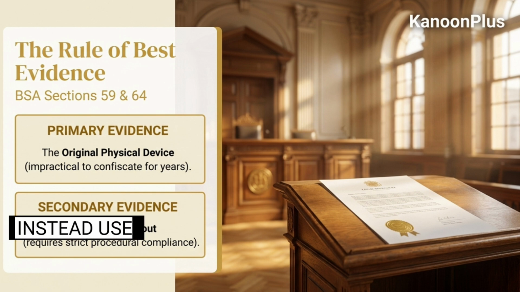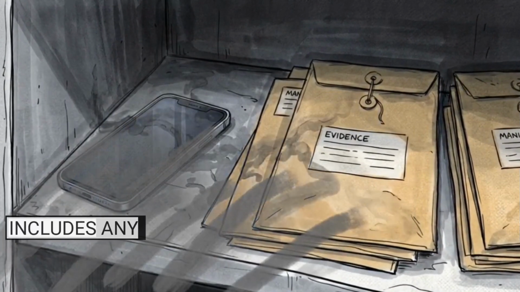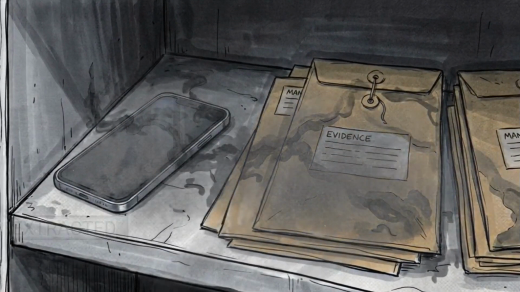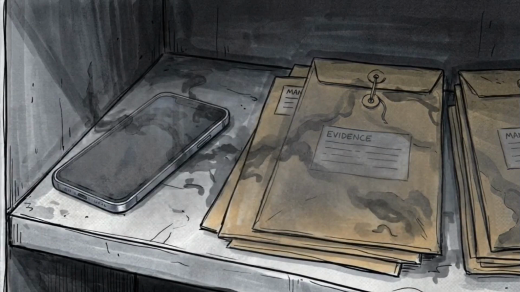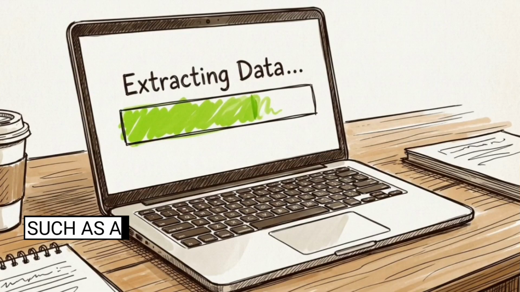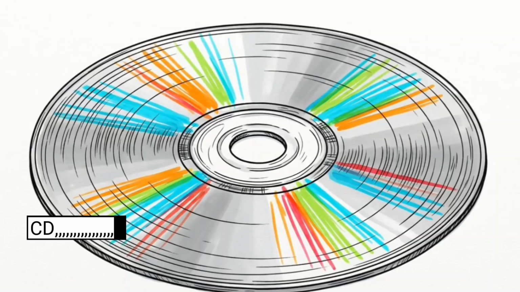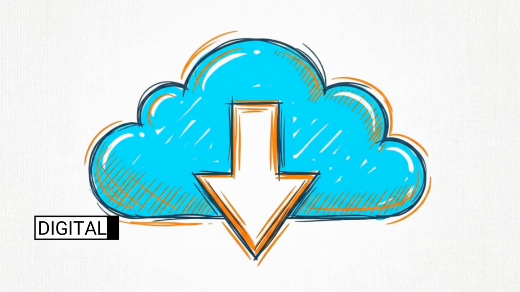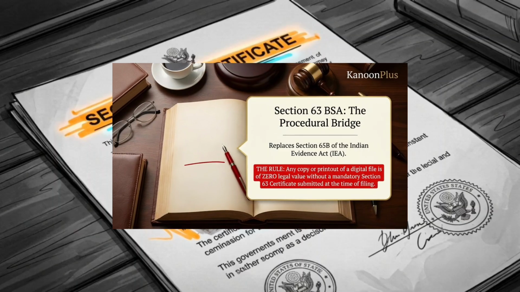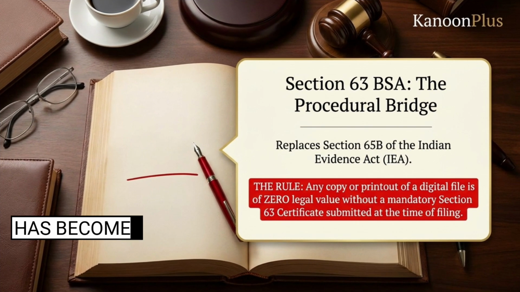Most practitioners instead use secondary evidence, which includes any copy, printout, or data extracted from the original source such as a CD, a pen drive, or a cloud backup. Under the BSA, the moment data is presented as secondary evidence, it must pass through the Section 63 certification process. Since most digital evidence submitted today is secondary, the Section 63 certificate has become the primary gateway for securing admissibility.